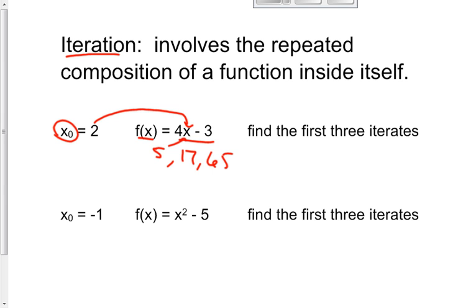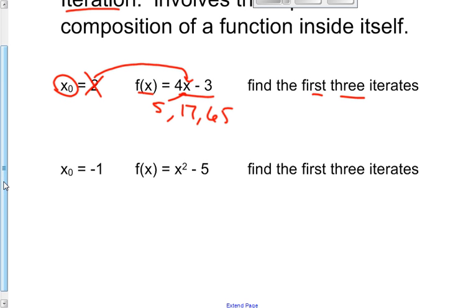These are the first 3 iterates. This starting x sub 0 number is not included in the iterate. It's what you use to come up with the first iterate, so be careful with that. Okay, one more very quick one. X sub 0 equals -1. We want the first 3 iterates.